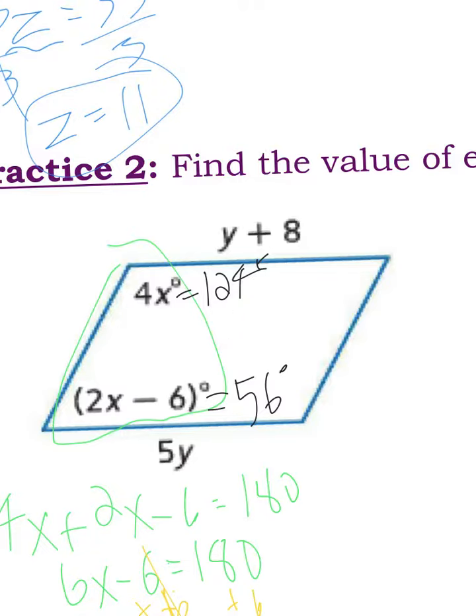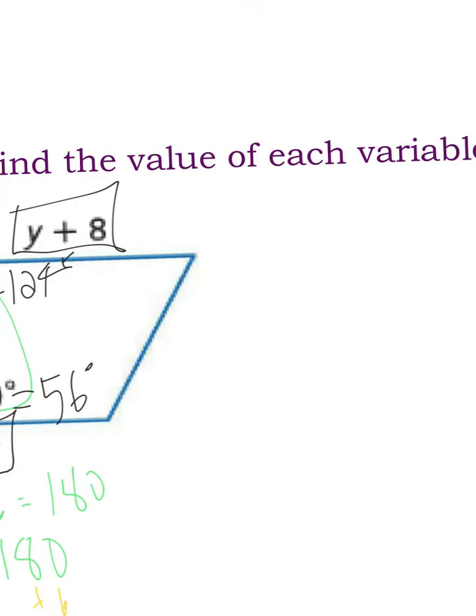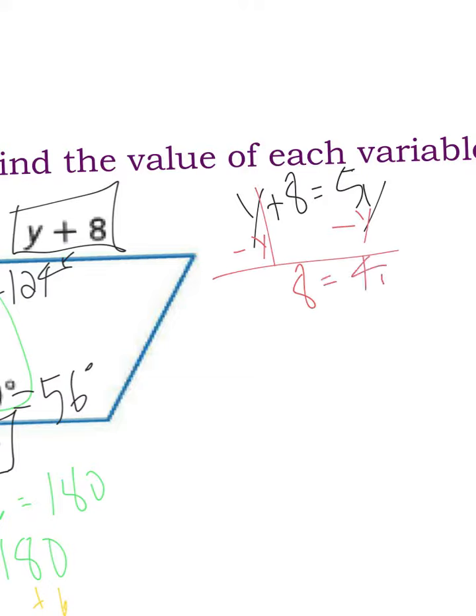So I have this side on top and this side on bottom, so they must be congruent. So I'm going to write y plus 8 equals 5y. All I have to do is just subtract this y over here, and I get 8 equals 4y. So divide by 4, and I get 2.